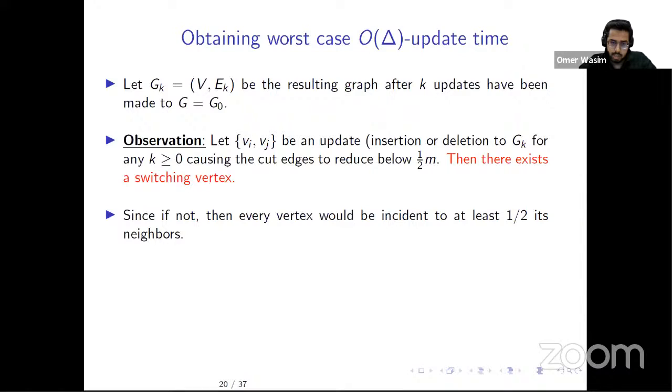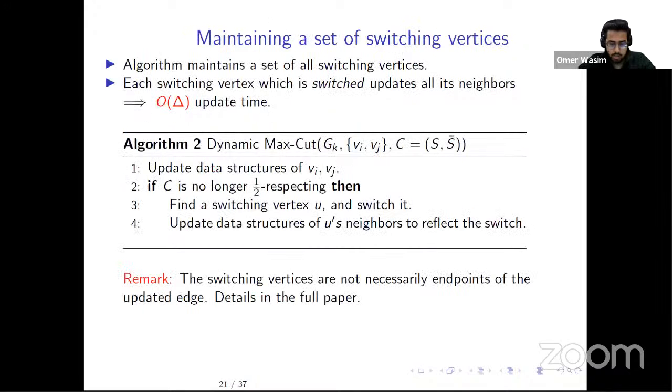So the algorithm simply maintains a set of switching vertices, and after every edge update, if the cut is no longer half respecting, then we switch such a vertex. And the simple reason why there should exist a switching vertex is that if not, then every vertex would be incident to at least half its neighbors in the cut, and the cut would already be half respecting. So this is a very simple algorithm. We simply maintain a set of switching vertices. If a vertex is switched, we update all its neighbors. This yields an O of delta update time.